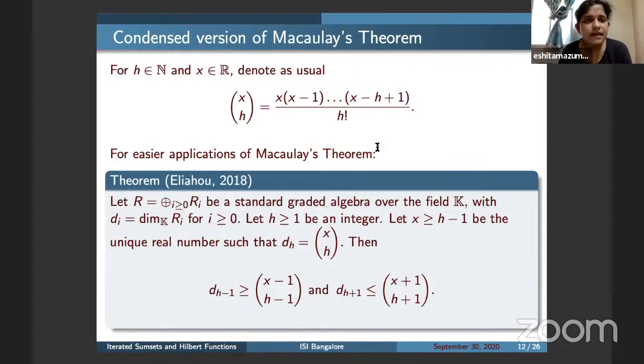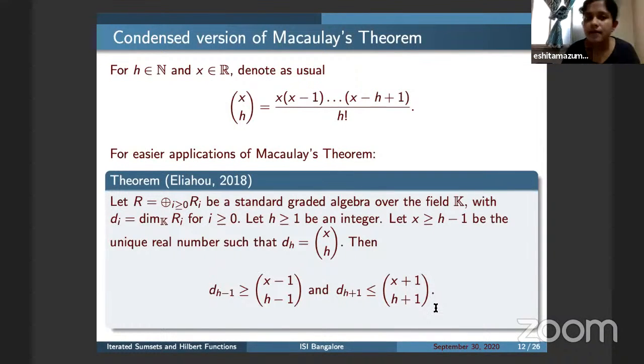Now, this condensed version of Macaulay's theorem tells us that if we have a standard graded algebra R over the field K with Hilbert function d_i, and h is an integer greater than or equal to 1 such that there is a unique real number x greater than or equal to h minus 1 so that d_h is equal to the binomial coefficient (x choose h), then d_{h-1} is lower bounded by the binomial coefficient (x-1 choose h-1), and d_{h+1} is upper bounded by the binomial coefficient (x+1 choose h+1).